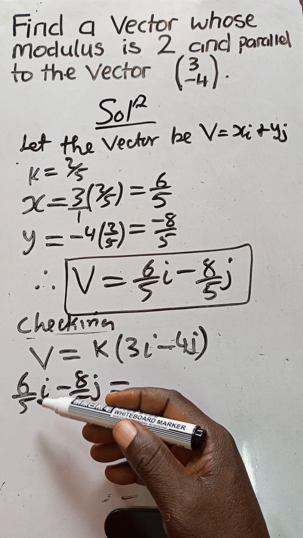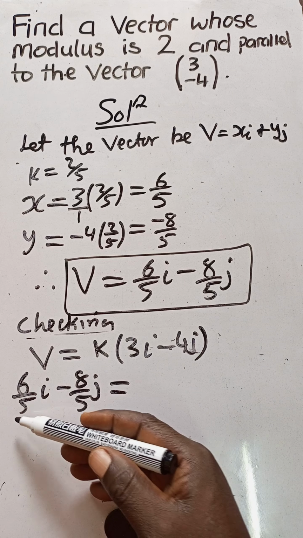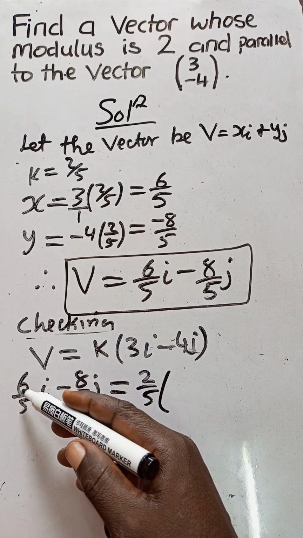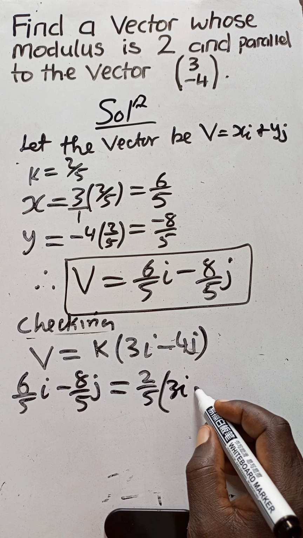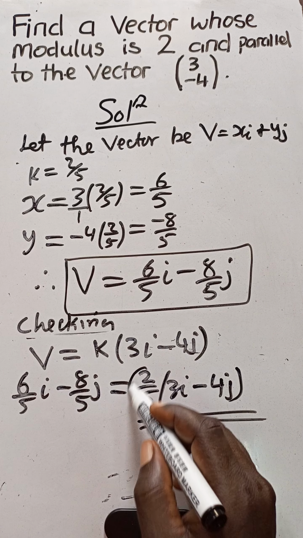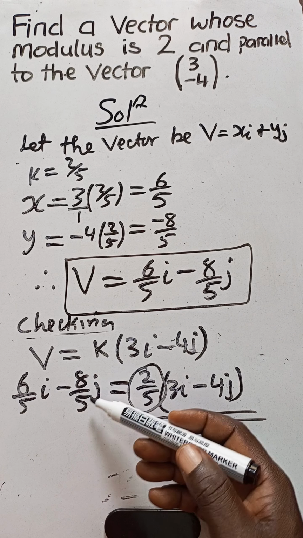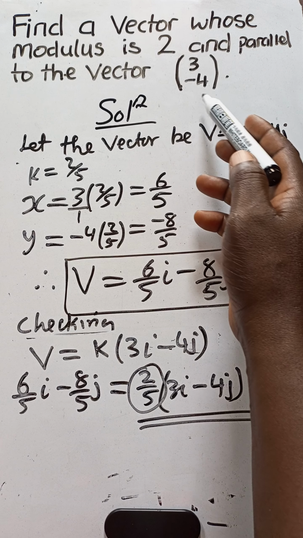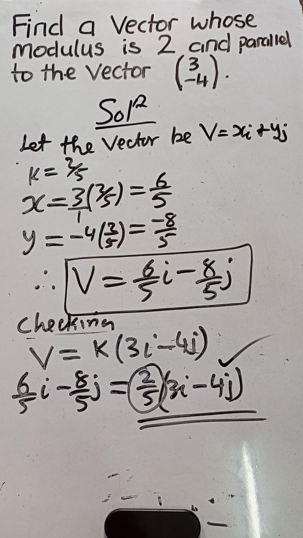Let us see if we can come out with something multiplied to this vector. 2 is common at the numerators. 5 is at the denominator. So we can have 2/5 times. When we remove 2/5 from here, we're going to have 3i. When we remove 2/5 from there, we're going to have negative 4j. So we see that our scalar, just like we calculated, was 2/5. So the vector v is actually a scalar, a real constant, times the vector 3i minus 4j. Therefore, our solution is correct.